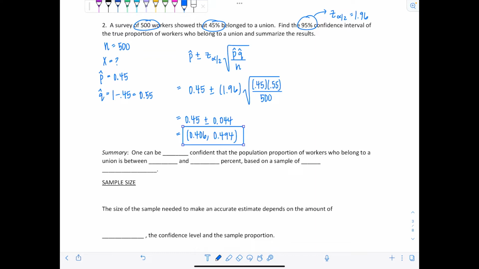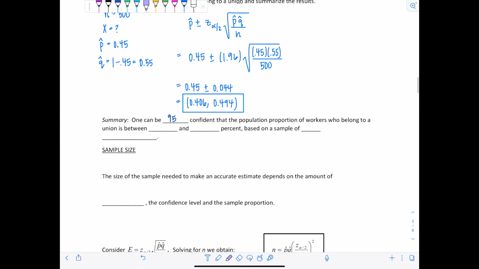Okay, so let's summarize now. One can be 95% confident that the population proportion of workers who belong to a union is between, and then again, see how they added the word percent? So I'm going to change both of these values to percents in my summary right now. So that would be 40.6 and 49.4%. And this was based on a sample of 500 workers.